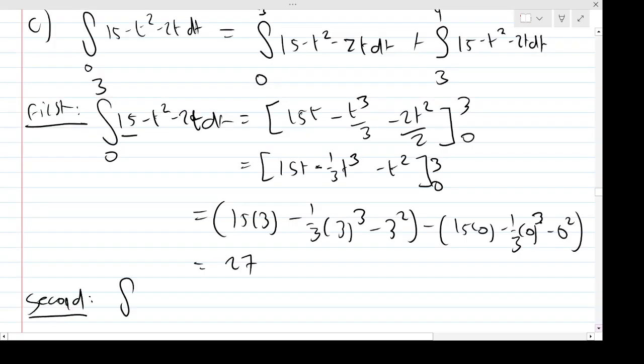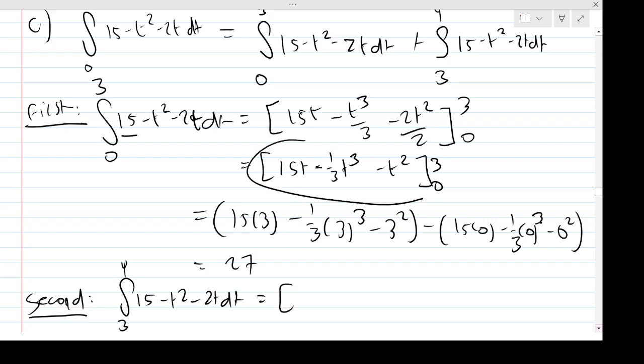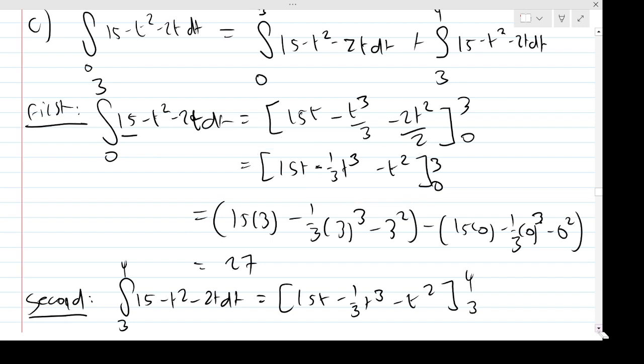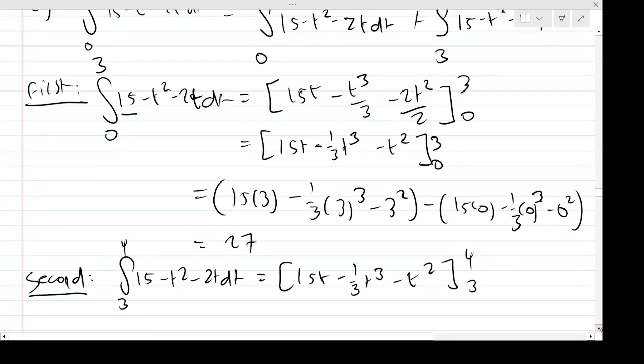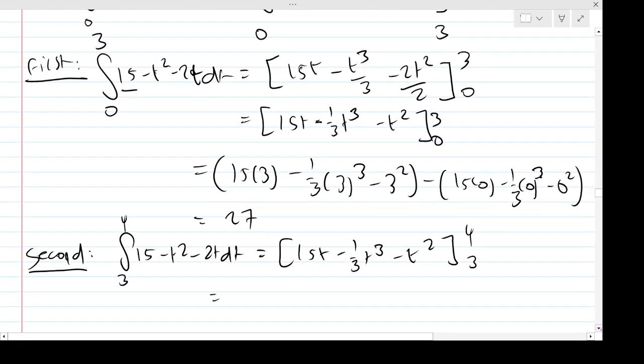Okay, so then if we work out the next integral, that's between now 3 and 4 then of the same function, because it's the velocity, right? So if we work that out again, it's going to be the exact same integral. So 15t take away a third t cubed, take away t squared, but now it's between 4 and 3. Okay, so just the limits change. Okay, so if I plug in my limits, I'll get 15 lots of 4.